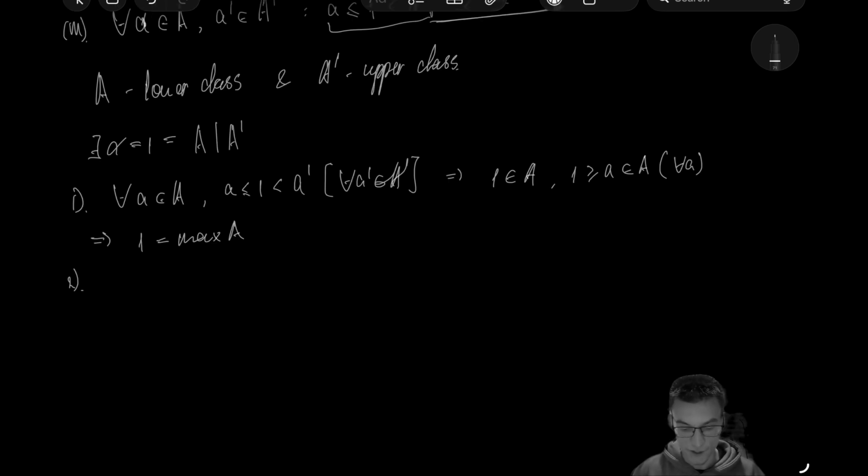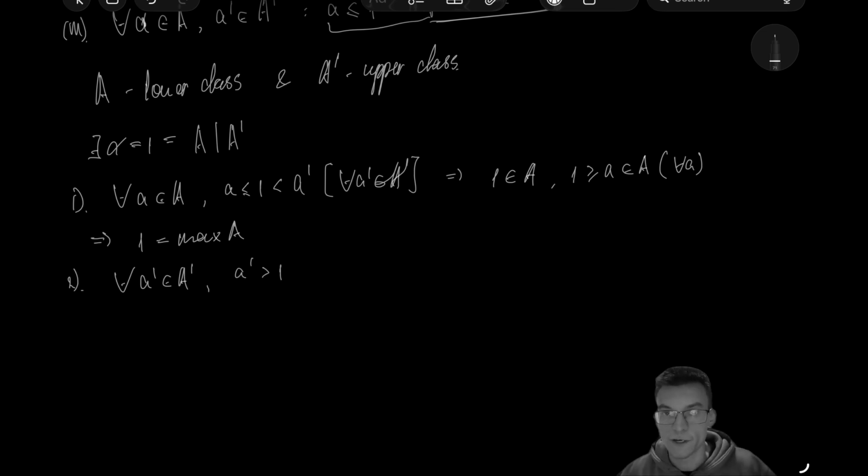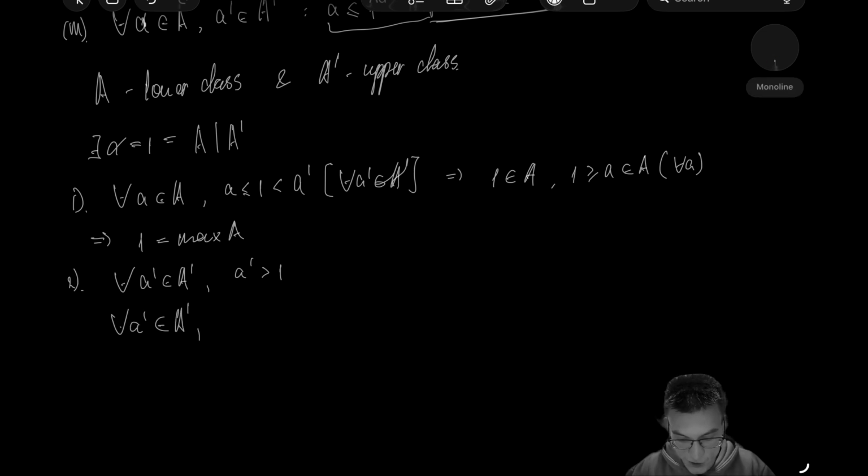On the other hand, if we consider the upper class A prime, and if we take any number from A prime, we can see that a prime is greater than 1. There is a density property that between 1 and a prime, we can also find another rational number. Let's call it x: for any a prime, there exists a rational number x such that, right?